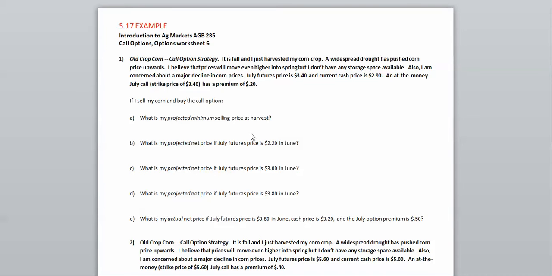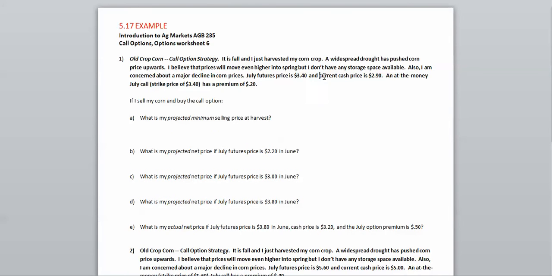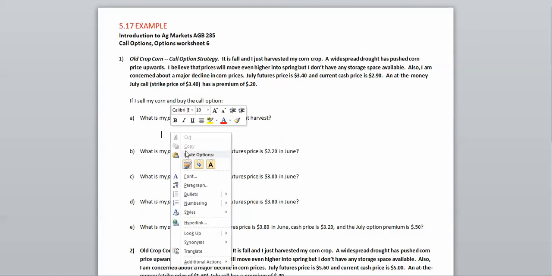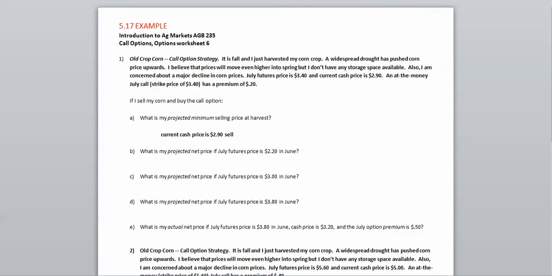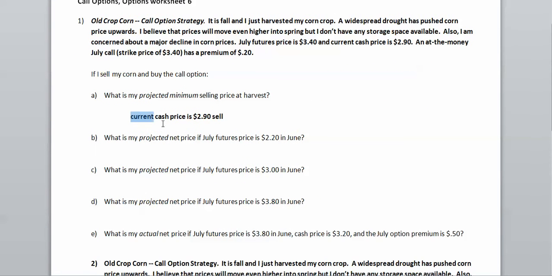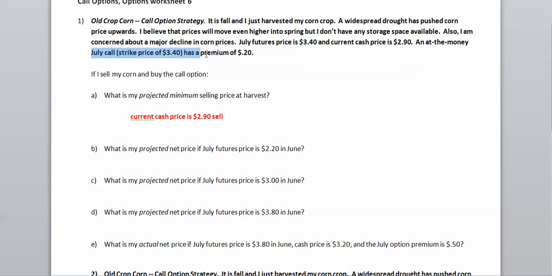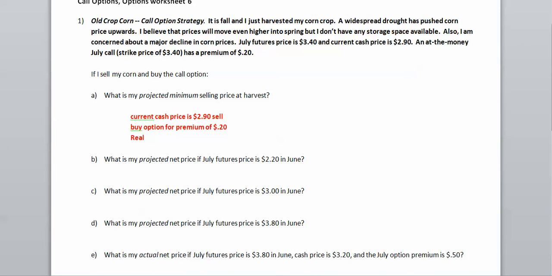So, what is my projected minimum price at harvest? Well, it says right here, current cash price is $2.90. So we sell cash corn at $2.90. Of that $2.90, we're going to buy this option back. It has a premium of 20 cents. So we're left over with a realized floor price of $2.70.